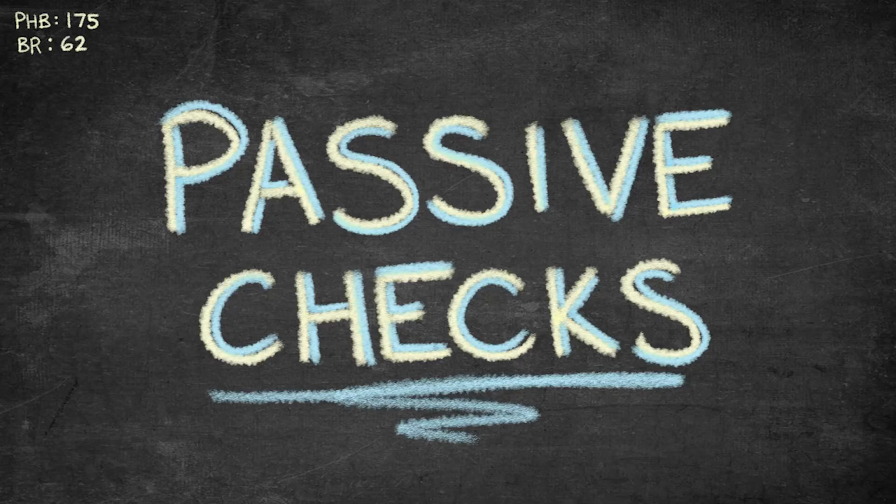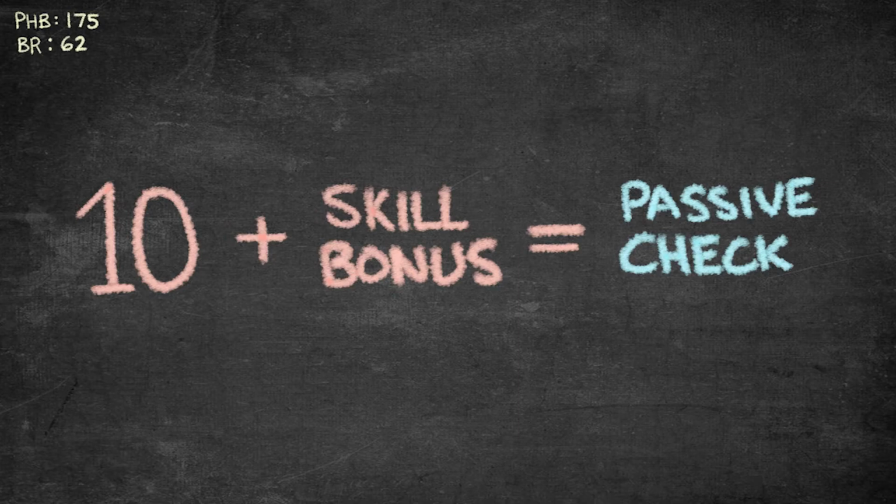The next type of check we'll talk about is called a passive check. A passive check is just a number that represents a character's average use of each skill, without the pressure to perform. This involves no die roll on the player's part, and is just calculated as 10 plus skill bonus.